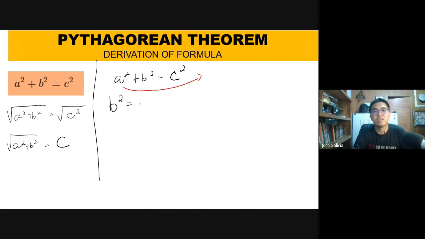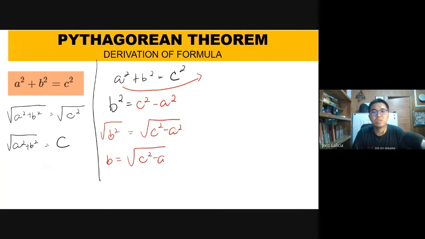So, B squared is equal to, copy yung C squared. Then, from A squared, magiging negative A squared. Ayan. Bakit naging negative? Dahil from positive, itatranspose siya, magiging negative. Now, kung negative siya dito, edi magiging positive siya dyan. Going back, ang tinatanong sa atin is, find the value of B. Kaya i-square root natin both sides. Square root of B squared is equal to square root of C squared minus A squared. Square root of B squared ay B is equal to square root of C squared minus A squared.